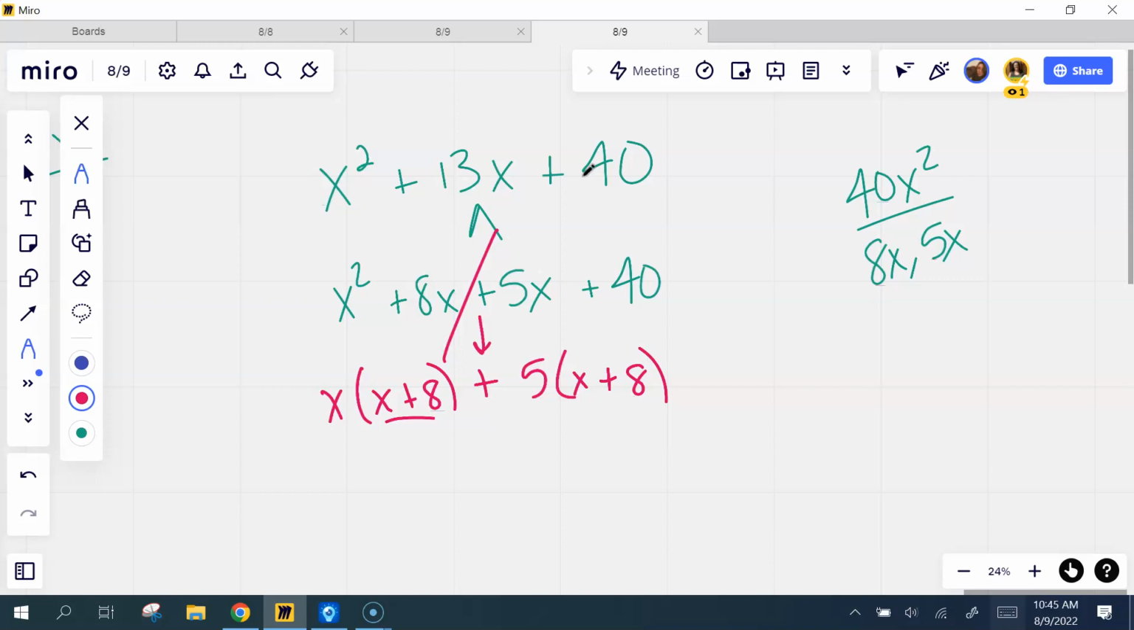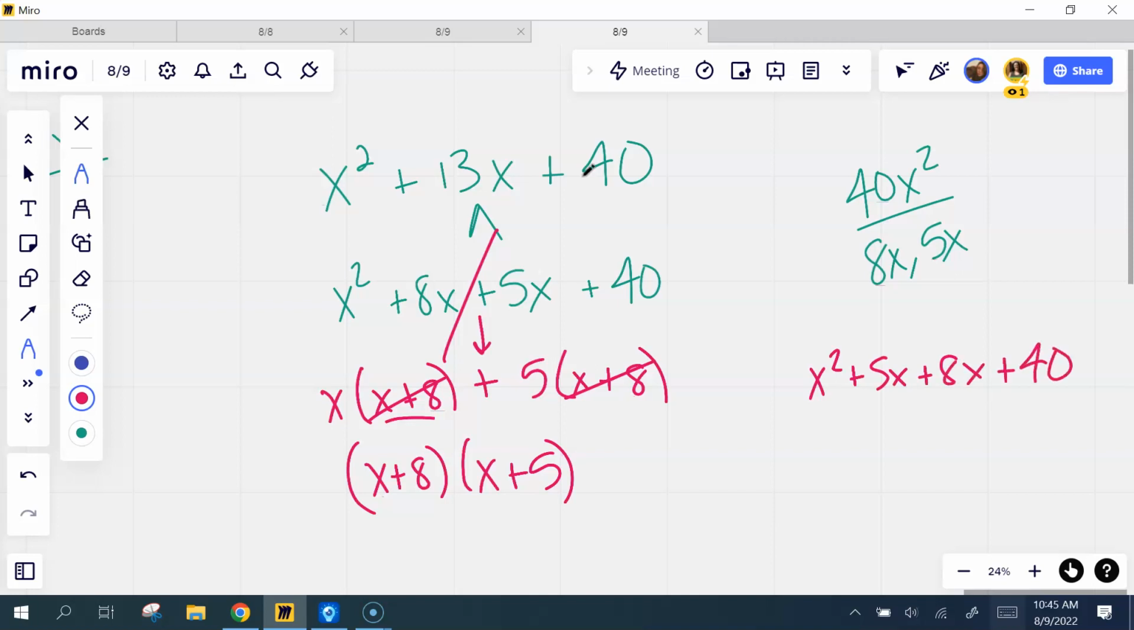That's fine. If you did them the other way, you'll still come out the same, and I'll show you what will happen in just a second. X plus 8 is my common factor. It leaves me with x plus 5. If you wrote those the other way, so if you wrote x squared plus 5x plus 8x, that is a-okay. That's another benefit of this method, it doesn't matter.